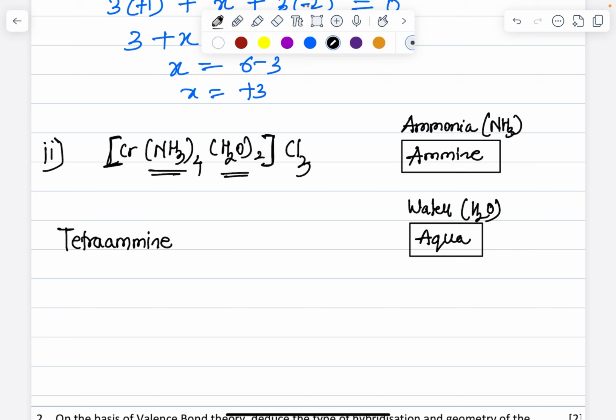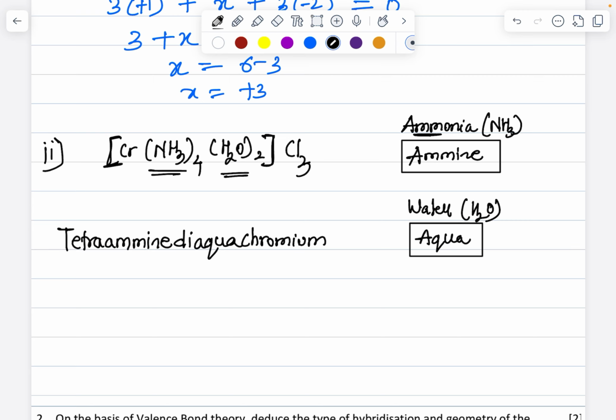Single M is when we write the IUPAC nomenclature of organic compounds, amines; there we use single M. Here it is double M, because this word is derived from ammonia, understand. Ammonia has double M. Tetraamine, then diaqua. Why diaqua? Two water molecules are there. And I'll be writing straight chromium. Why chromium and why not chromate?